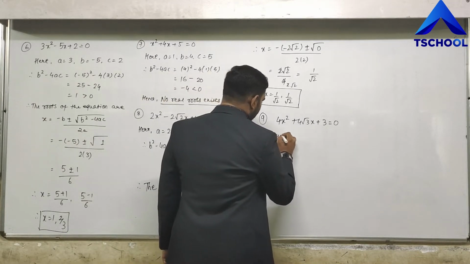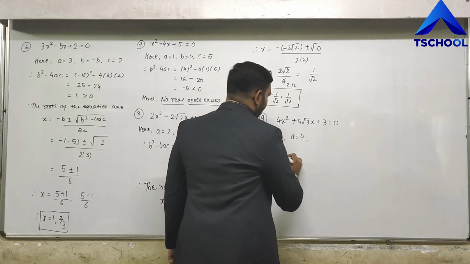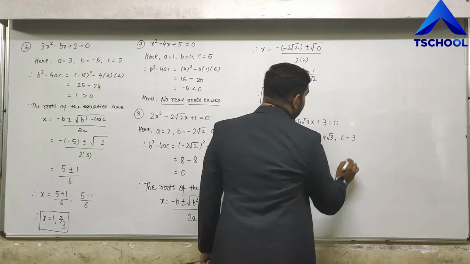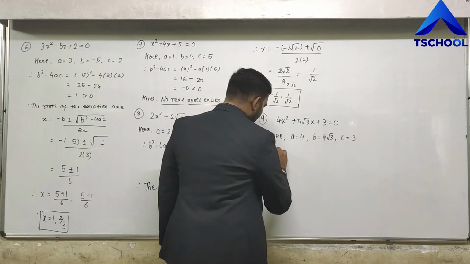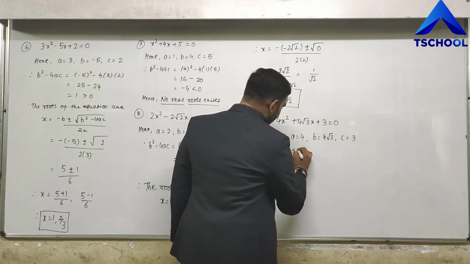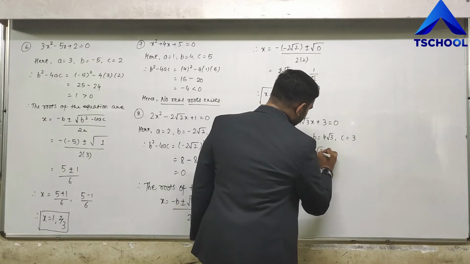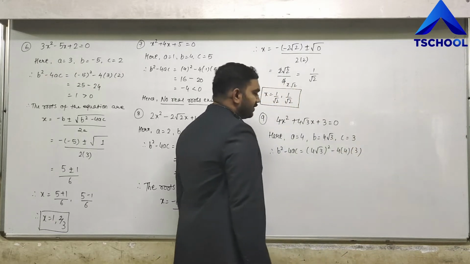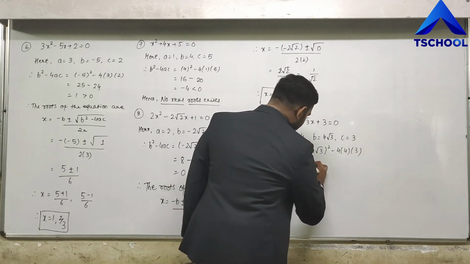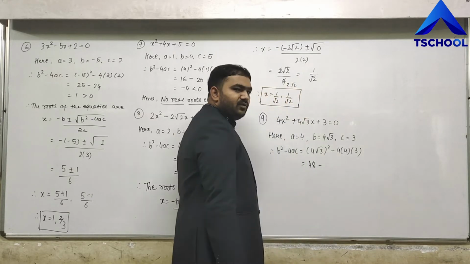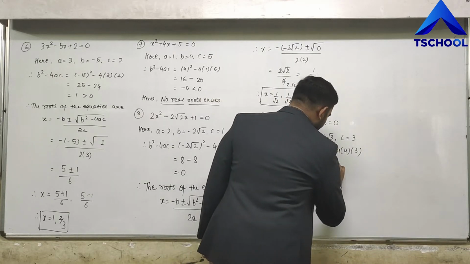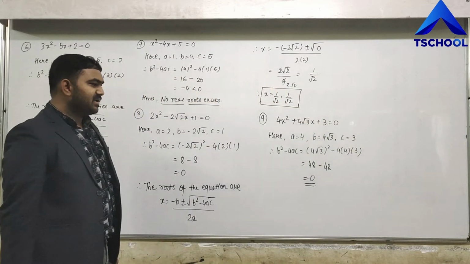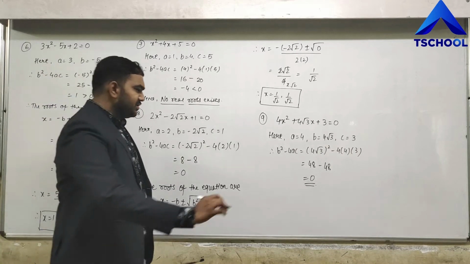Here a equals 4, b equals 4 root 3 and c equals 3. Therefore b square minus 4ac is (4 root 3) square minus 4 into 4 into 3, right? (4 root 3) square is 48, minus 4 into 4 is 16, 16 into 3 is again 48, which is equal to 0. So we got the value of b square minus 4ac equal to 0.